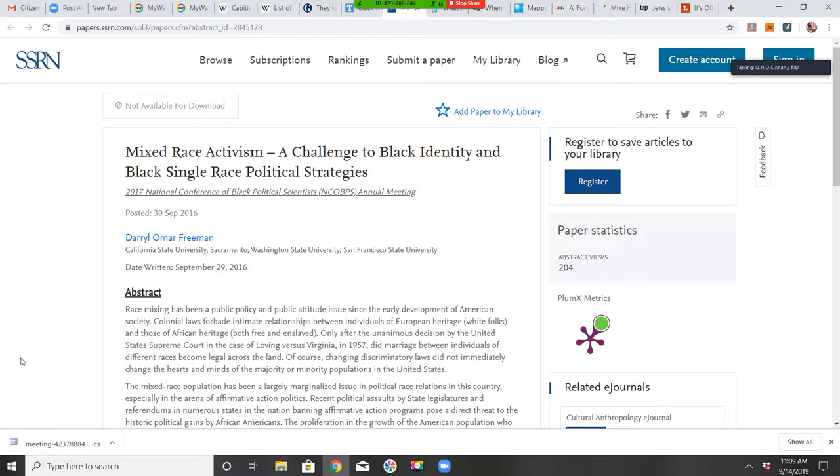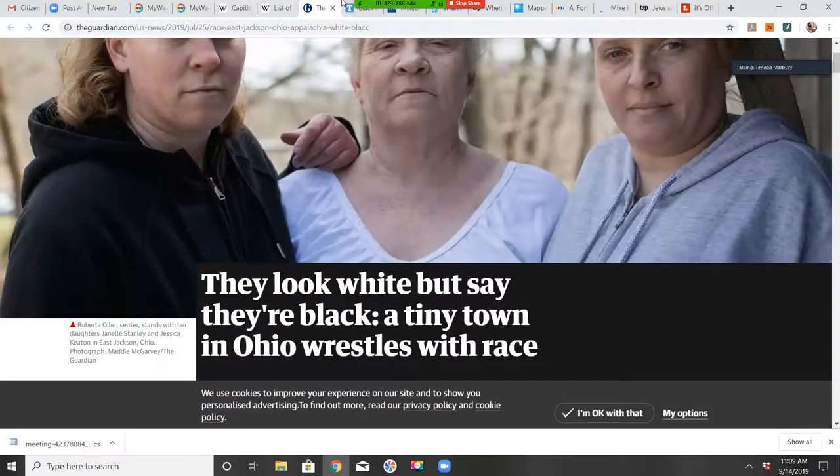You understand the lie. You go back and look at certain things and you're like, I can't be lied to no more. Race is voluntary. Anybody can be any of them. Mixed race is a choice. If race is voluntary, the only way you can be mixed is that two people chose something different. Look at this right here: they look white but say they're black.